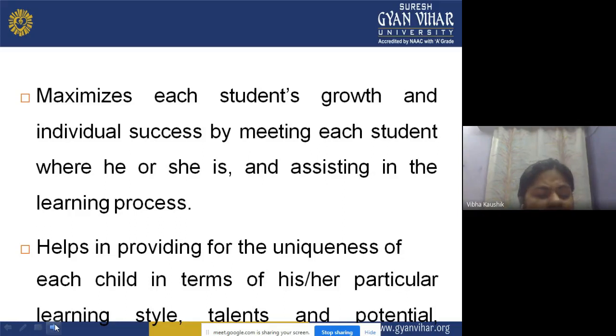And when will the teacher be able to provide for the uniqueness? When the teacher knows that this uniqueness is present in the student, first thing. And what has the teacher to do? The teacher has to identify this uniqueness, then only will I be able to help you in your learning styles, and be able to know your talents and your potentialities.